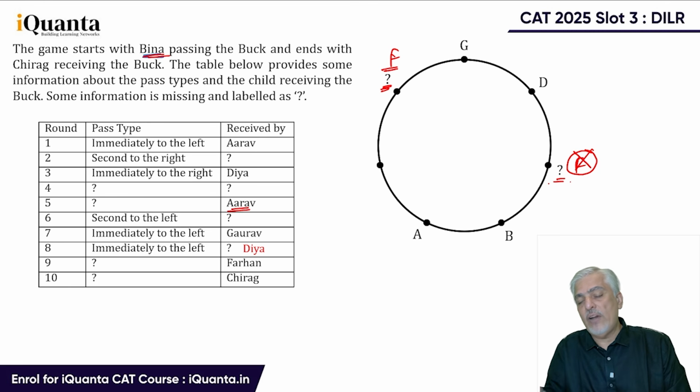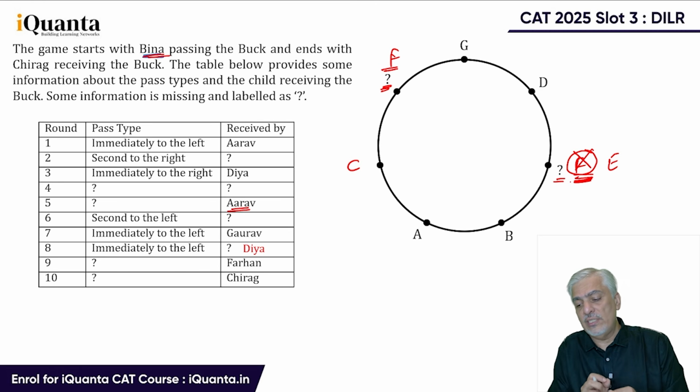And therefore, after Farhan, the ball passes to Chirag. That means this person cannot be Chirag because that place is out of reach. So Chirag will have to come over here. And therefore, last whoever is left, that is E, will have to be over here. Let's go through this part one more time.